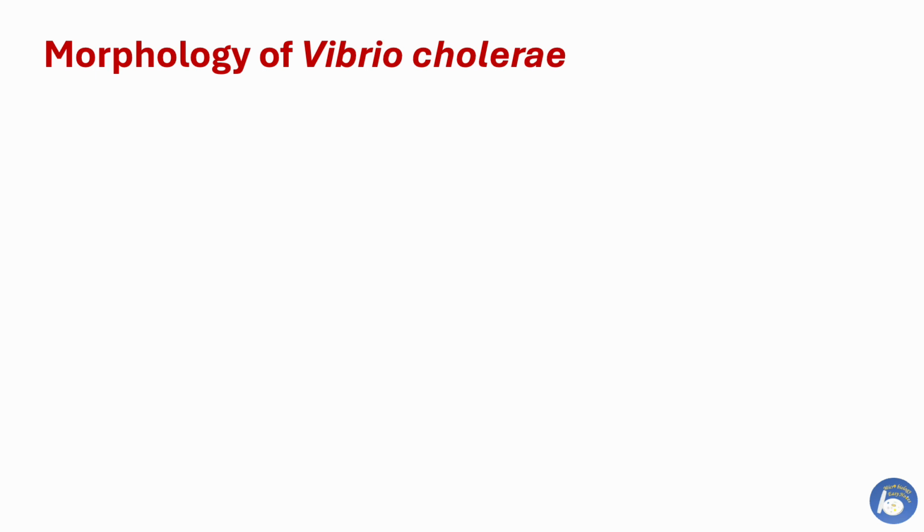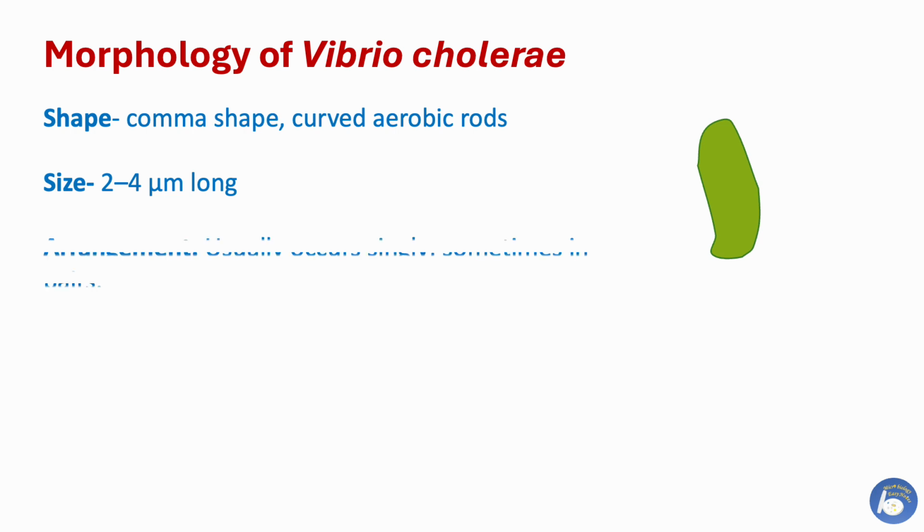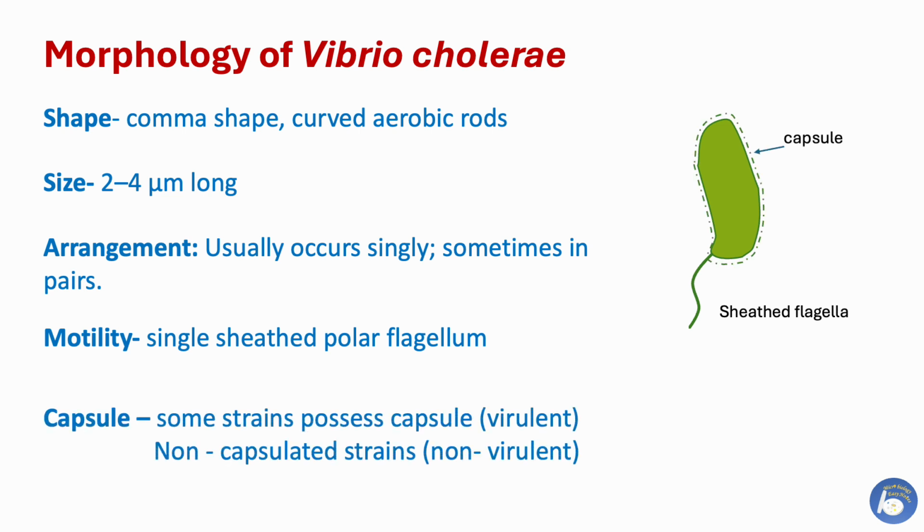Morphology of Vibrio cholerae. It is comma-shaped, curved aerobic rods. Size is 2 to 4 micrometer long. Usually it occurs singly, but sometimes in pairs also. For motility, it has a single sheathed polar flagellum. Some strains possess a capsule and are virulent in nature, while some do not have a capsule and are non-virulent.